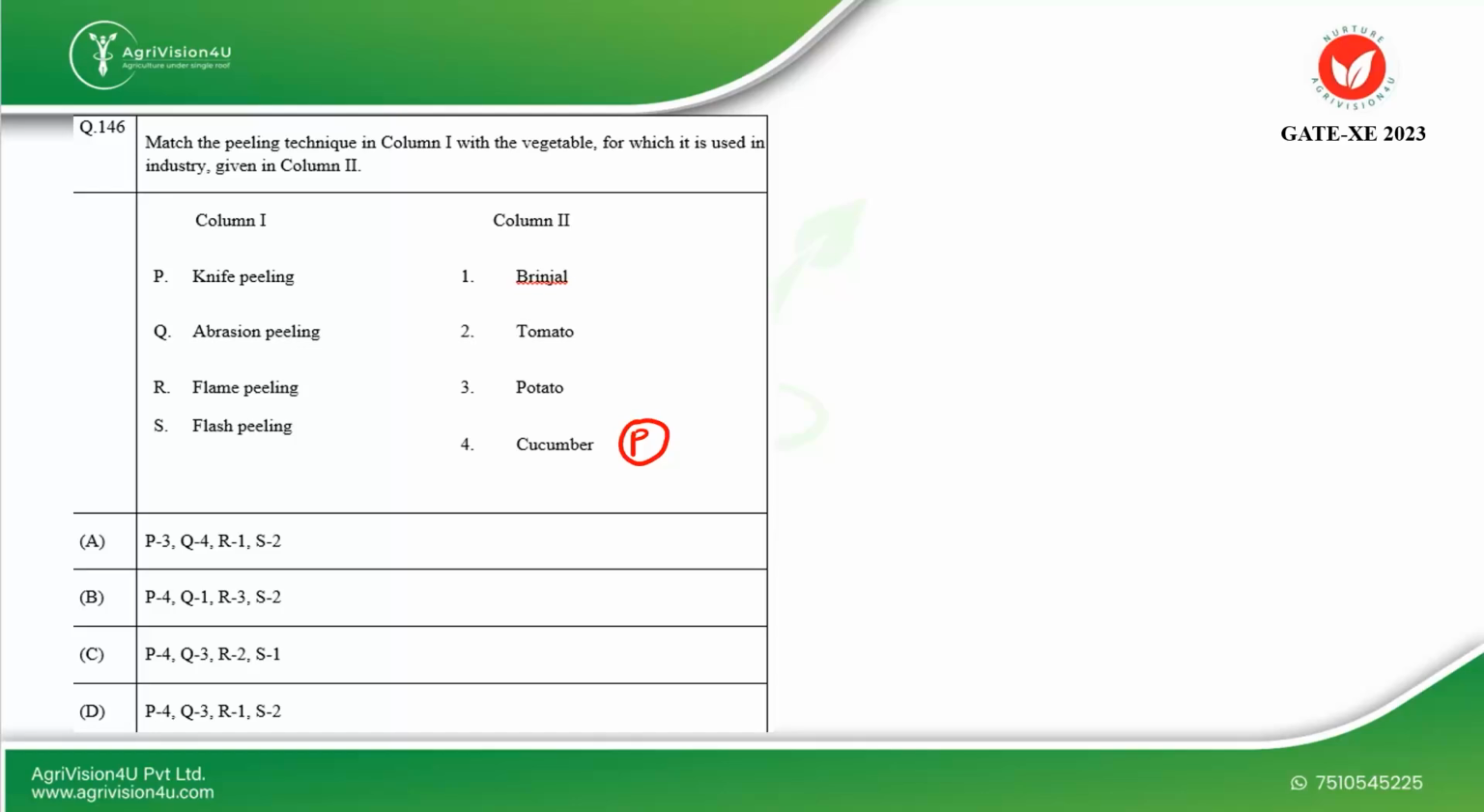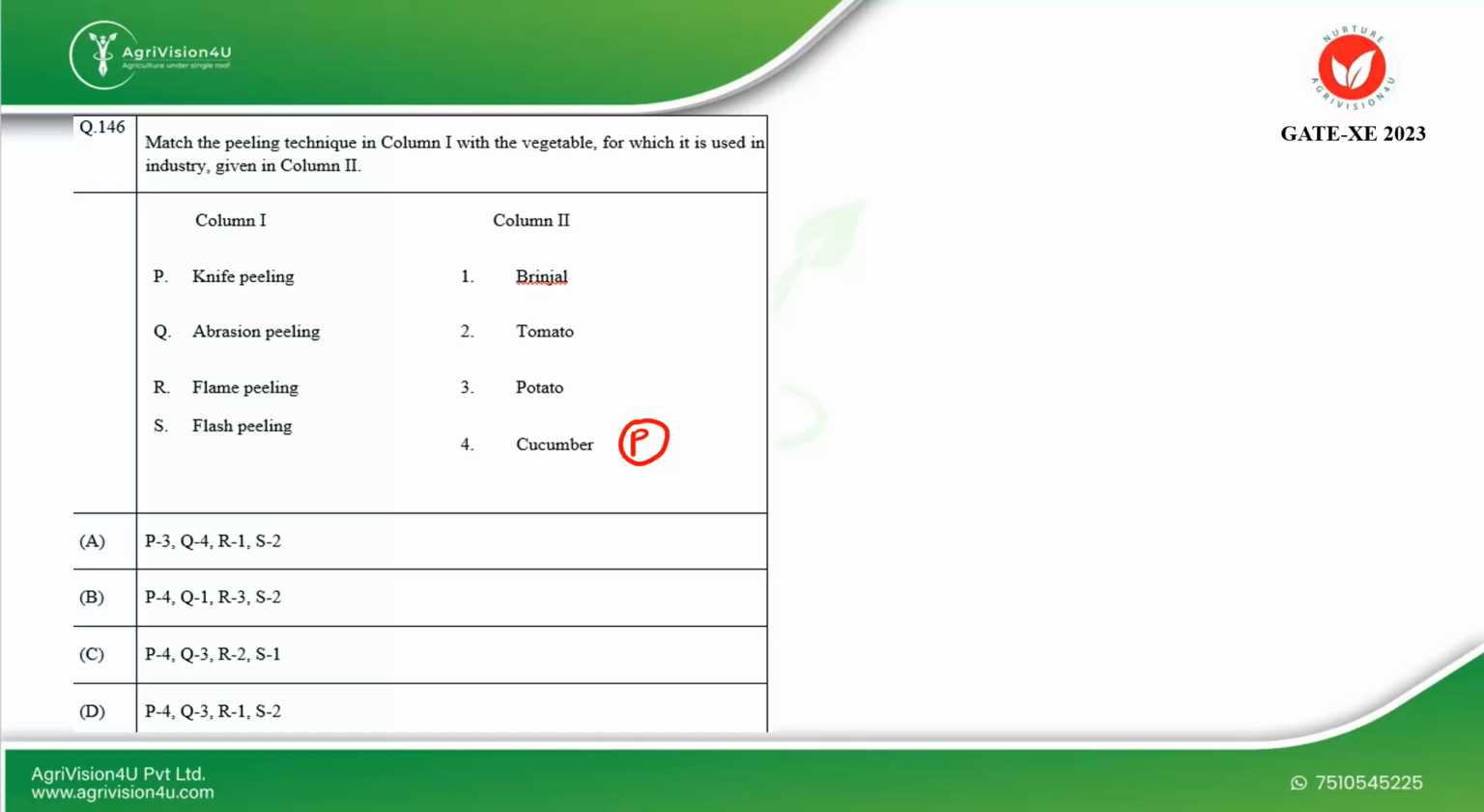Next, abrasion peeling. So abrasion peeling, basically abrasion means what? Uneven surface. Now, in which vegetable can there be an uneven surface? So basically it is the technique which involves rubbing the vegetable against a rough surface to remove the skins.